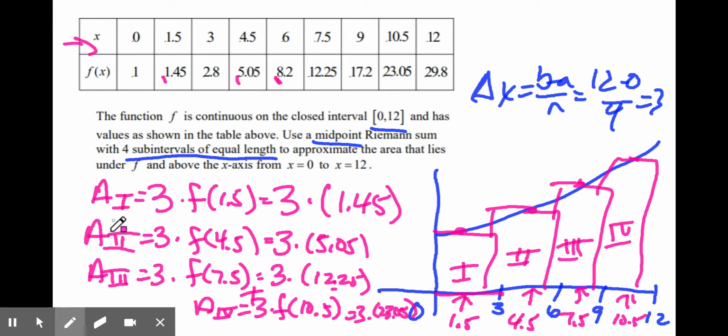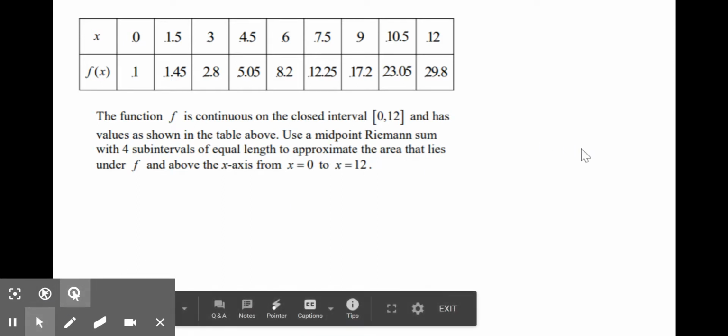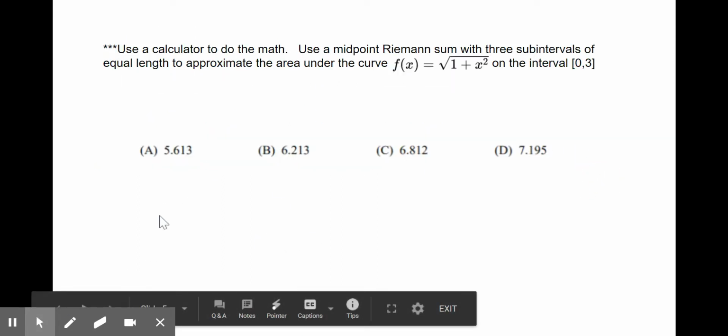I'm not going to do it. It's a waste of your time. But that's how you would get it. That's how the midpoint Riemann sum works. Okay, now it's your turn.